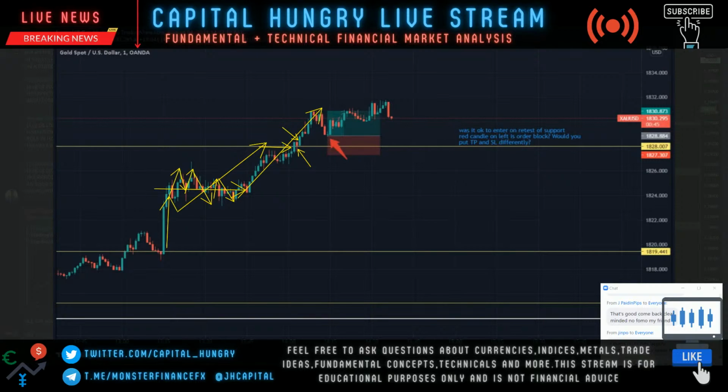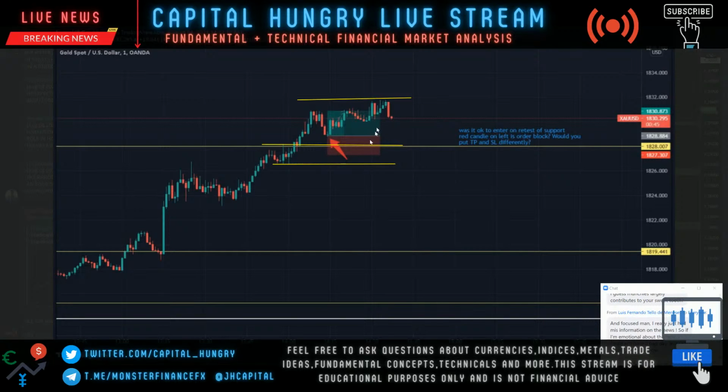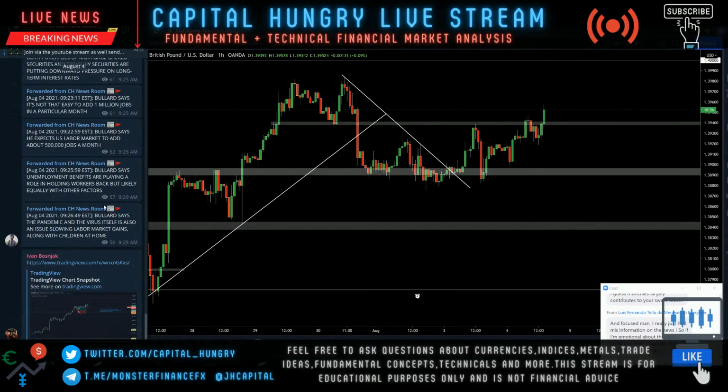But if you took your trade at 1828 here, you would have had your stop loss here, and you would have had a better risk versus reward here. It would have been a 1 to 3, right? Like a 15 pip stop loss for a 40 pip take profit there around 1832 area we're peaking at. But still a nice scalp, still a good trade, good stop loss and risk management there.